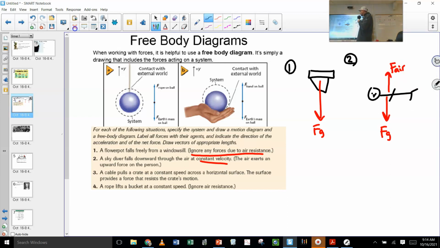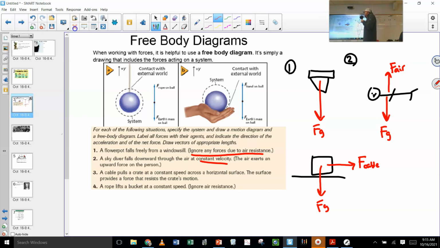A cable pulls a crate at a constant speed across the horizontal surface. So here's my crate. And now I'm going to draw my forces. Again, the one force that's always there, the force of gravity. Now, there's a cable that pulls it. And you can just write force of C, force of cable. Or you can write out cable. Or maybe you saw it before in that one that I showed you, force of tension. Like any rope that pulls on something, we call that a tensile force.